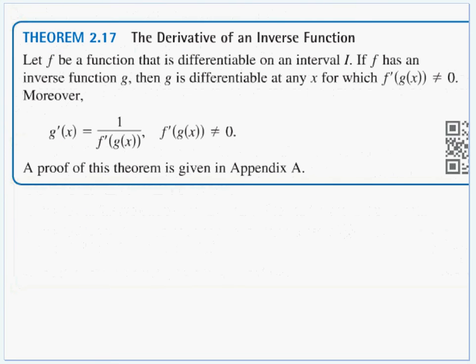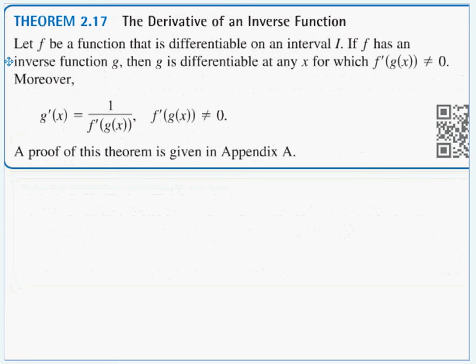And that leads us to Theorem 2.7. It says, let f be a function that is differentiable on interval I. If f has an inverse function g, then g is differentiable at any x value for which f prime of g of x is non-zero. Moreover, g prime of x is equal to 1 over f prime of g of x, as long as f prime of g of x does not equal 0. Does that make absolutely perfect sense? Okay, well, let's move on. I'm just kidding. If we come back to this, the notation is pretty overwhelming, but we can sum this up pretty easily.